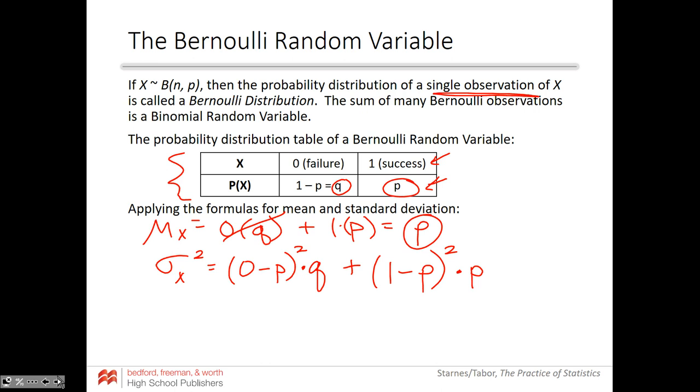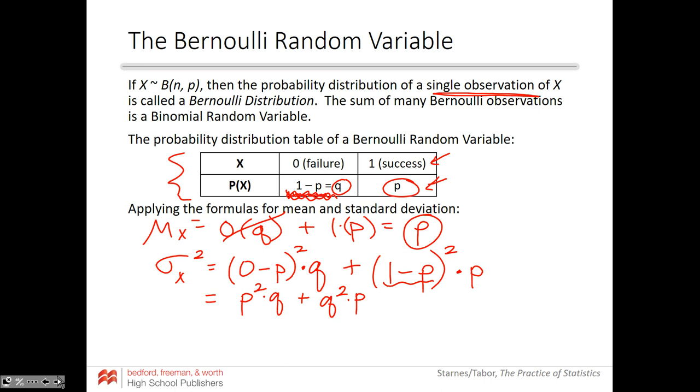So let me do some simplifying. 0 minus p is just negative p, but when I square it, that's a positive p squared. So this is p squared times q, plus 1 minus p squared. Remember, I defined 1 minus p to be equal to q up here. See that? So I'm going to rewrite that as q squared times p.